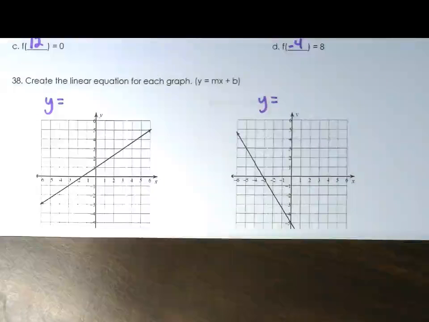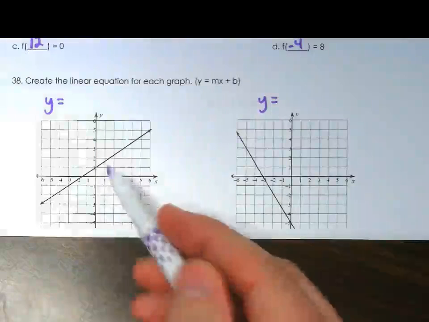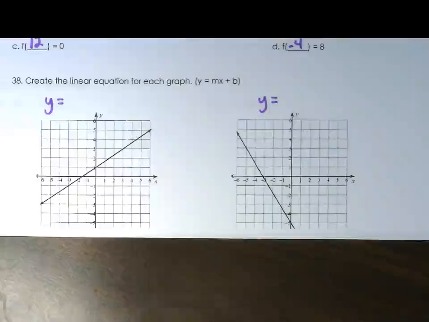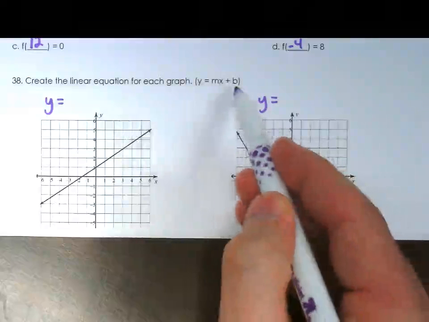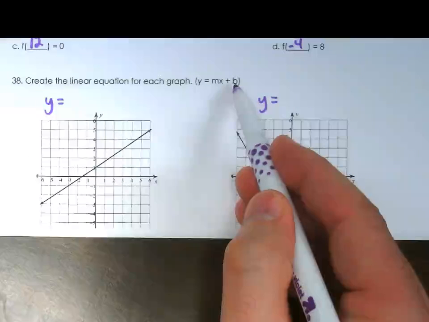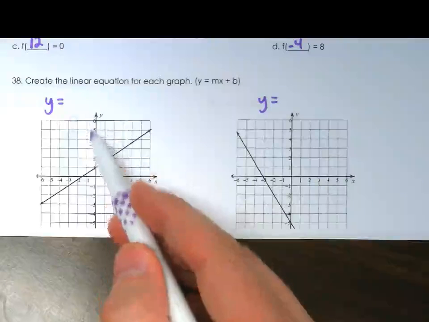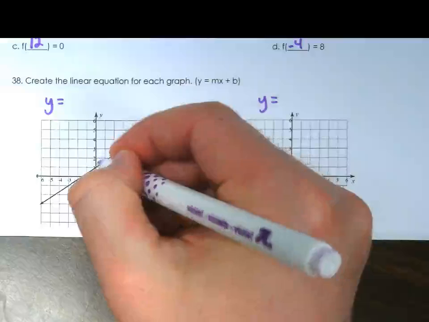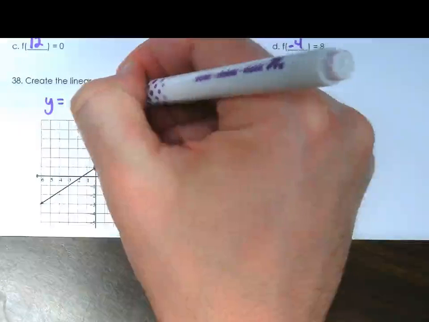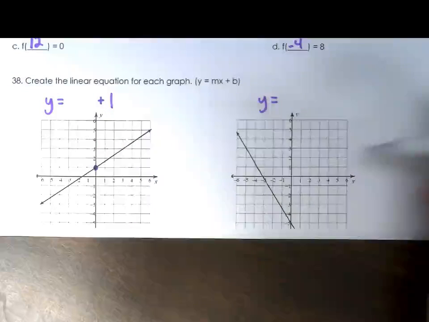I would go ahead and find your starting point for each one. So for this graph right here, where do we start at? What is our b? Remember, b is where it crosses the y-axis. So it's your y-intercept. Where does it cross the y for this problem? And you'd see that it's right there at 1. So you know your b is going to be a plus 1.